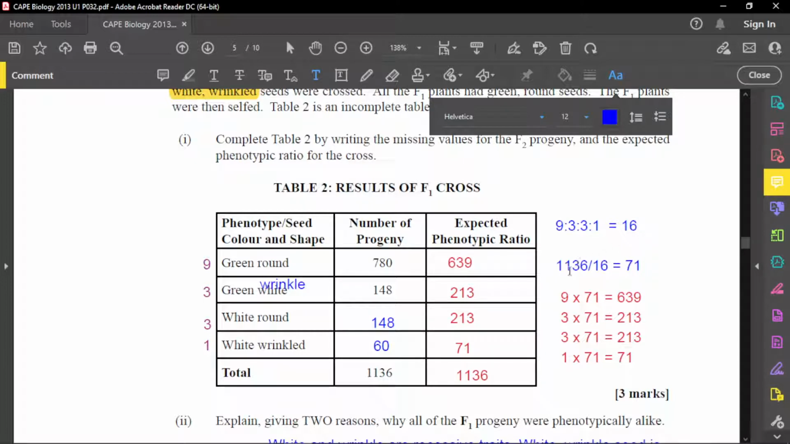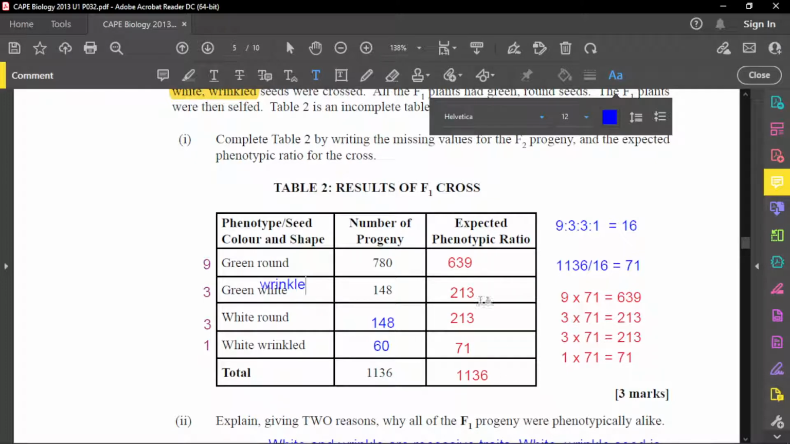Okay? So what I did is divide the total by 16, as in we're doing regular mathematics to find out the values of each ratio part. So you divide it by 16 and get 71. 71 times 9, you get 639. 71 times 3, you get 213. 71 times 3, you get 213. And 71 times 1, you get 71. And so that's how I get these values, and they add up to 1,136 as well.